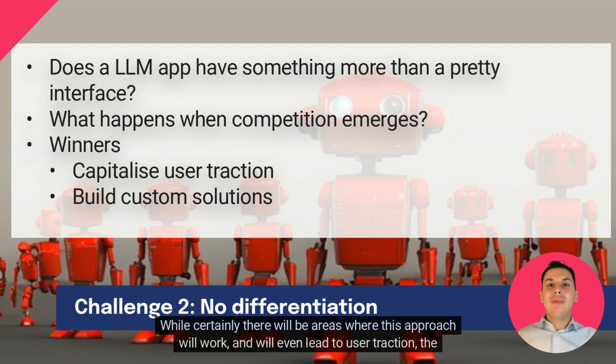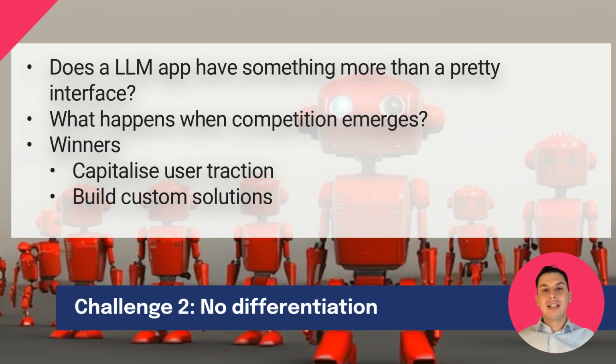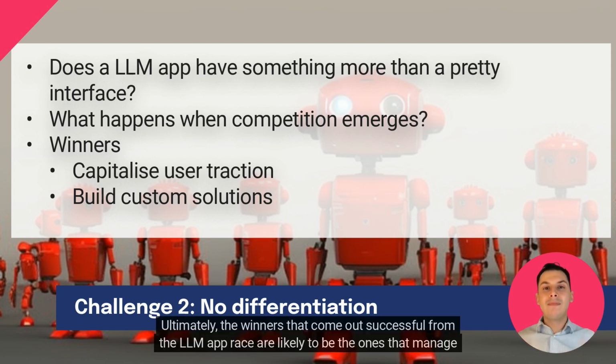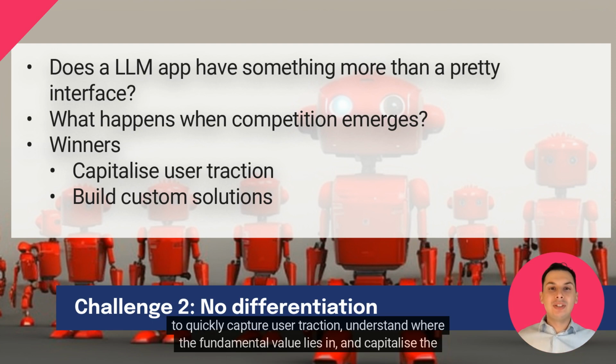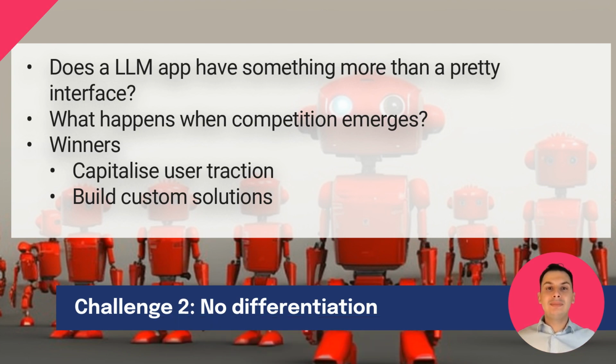While certainly there will be areas where this approach will work and will even lead to user traction, the question is what happens when 5 similar apps come out next week? Is it really possible to build a sustainable business relying purely on such APIs? Ultimately, the winners that come out successful from the LLM app race are likely to be the ones that manage to quickly capture user traction, understand where the fundamental value lies, and capitalize the traction to build custom solutions that set them apart from the competition.